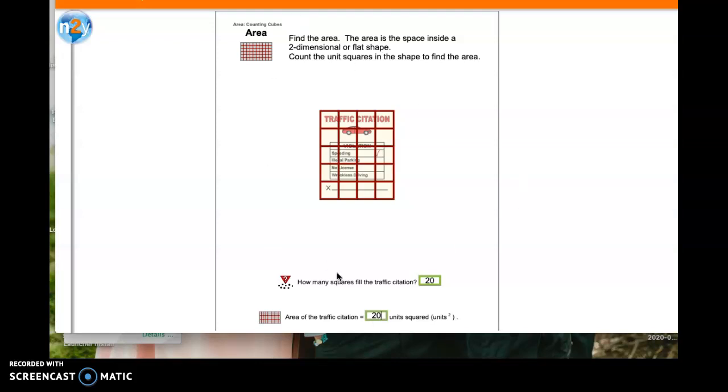Remember, if you need help reading these, you can click on them. How many squares fill the traffic citation? And it'll read aloud to you. How many squares fill the traffic citation? So this is the traffic citation, this ticket.